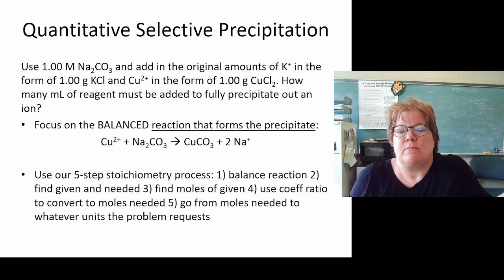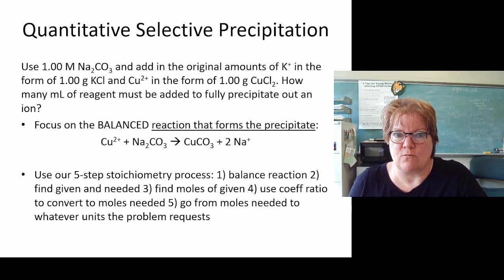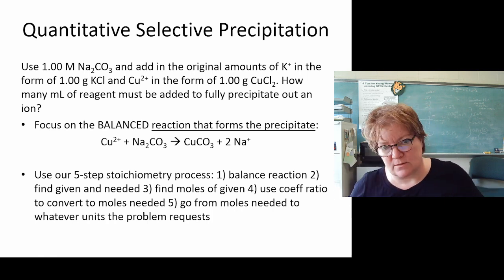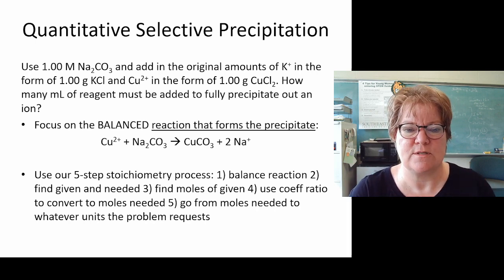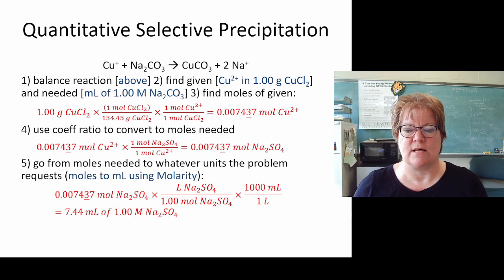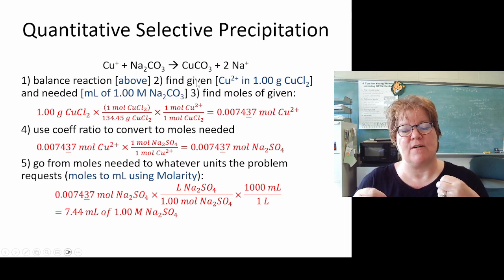So in this case, I need milliliters of sodium carbonate, 1 molar sodium carbonate. So I'll try and get from moles of sodium carbonate to milliliters of sodium carbonate. So let's go through it specifically. In this case, I already had the balanced reaction. We had done that. So notice that it's 1, 1, 1, 2. So I find the amount. So next step is find the given.